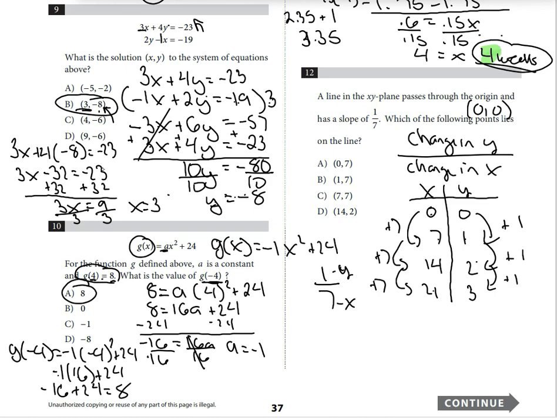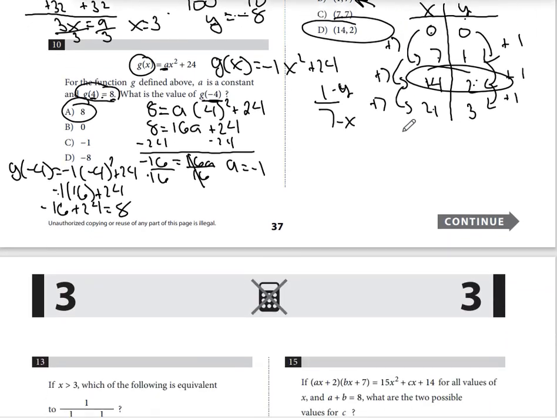So looking at what points are on our line, it should be this 14, 2. All right, so that's going to be on our line. A common mistake, I think, here, if you put these in the wrong order, you may get that 1, 7. So just make sure you're listing your x and y values in the correct spot. So you should have 14 and 2 here. All right, so good, number 13.